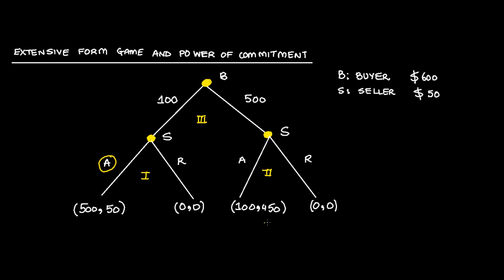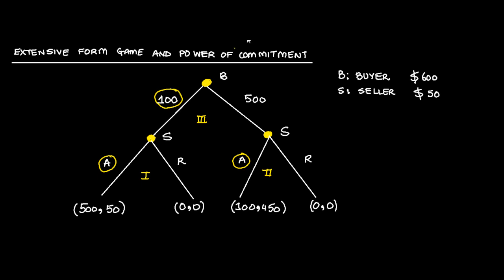Now in the second subgame, again seller is at the decision node and he's going to compare 450 and 0. So he'll choose 450. That means he will accept the offer. Now buyer is going to choose from 500 and 100. So definitely he will choose this 500, so he will give an offer of $100. Got it?